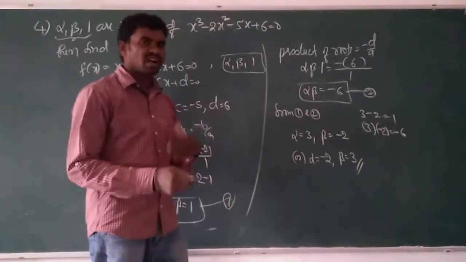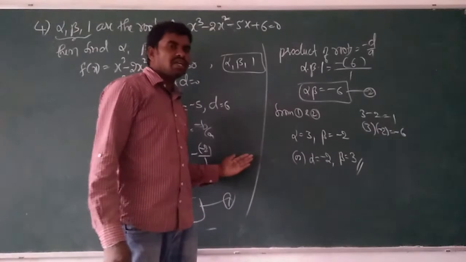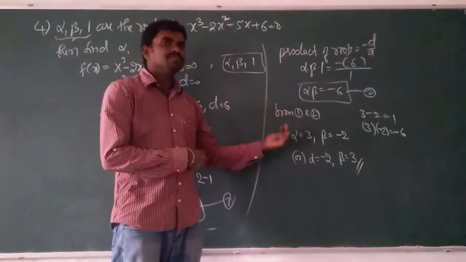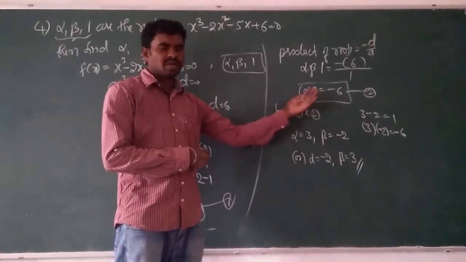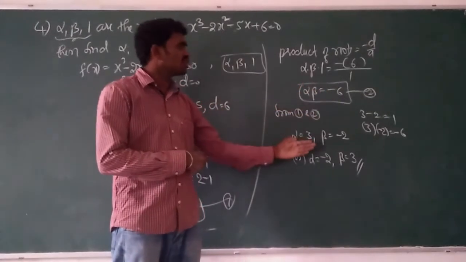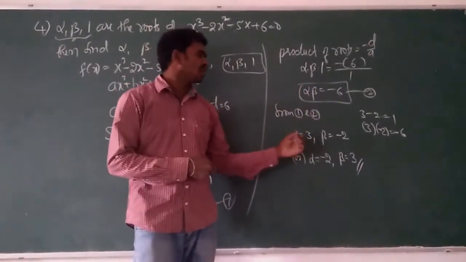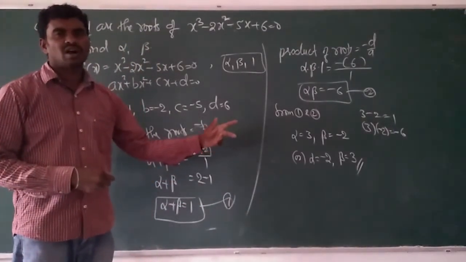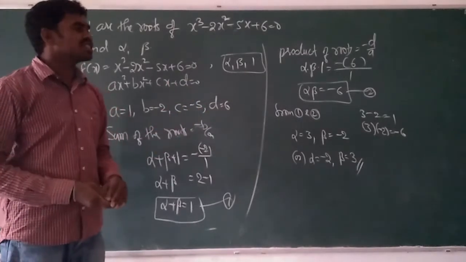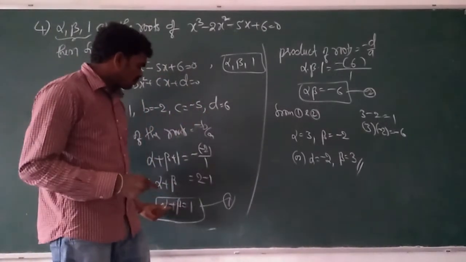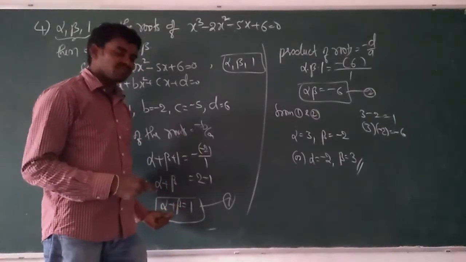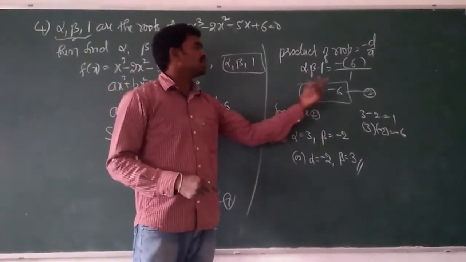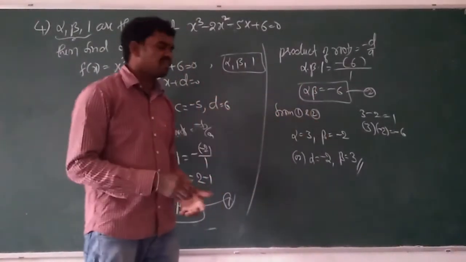Otherwise, we have one more method to solve this question. Take alpha minus beta whole square equals alpha plus beta whole square minus 4 alpha beta, and substitute the values, we get the alpha minus beta value. That is taken as equation 2, this is equation 1, and solving those two equations, we can get alpha and beta. It's a lengthy process. So instead of that, just think: the sum of two numbers is 1, and the product of the two numbers is minus 6, which means 3 and minus 2. That way we can write the answer.